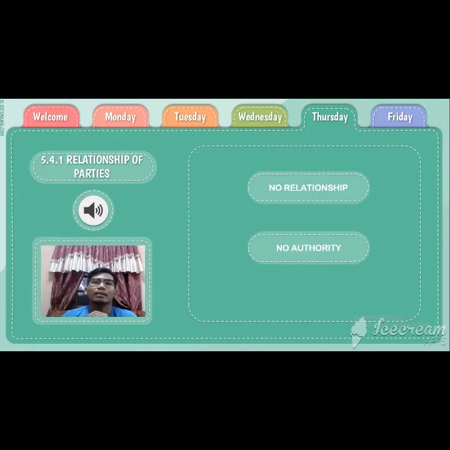Alright, so next, there is the relationship of the parties, which is, first, no relationship. Second, no authority. No relationship, for example, there is no relationship between A and B in the contract. And then, no authority. A didn't have any authority over the goods that B owns.